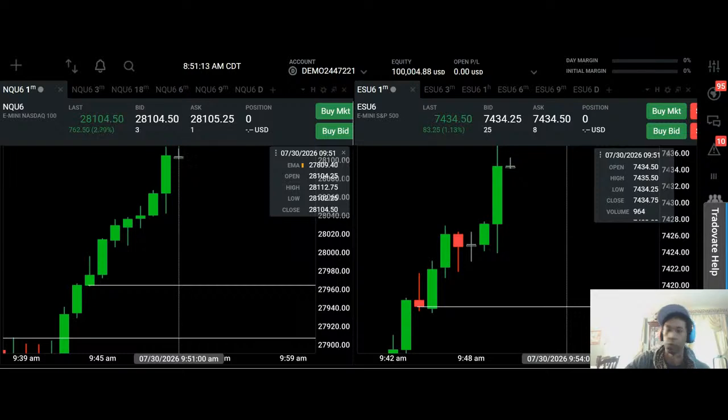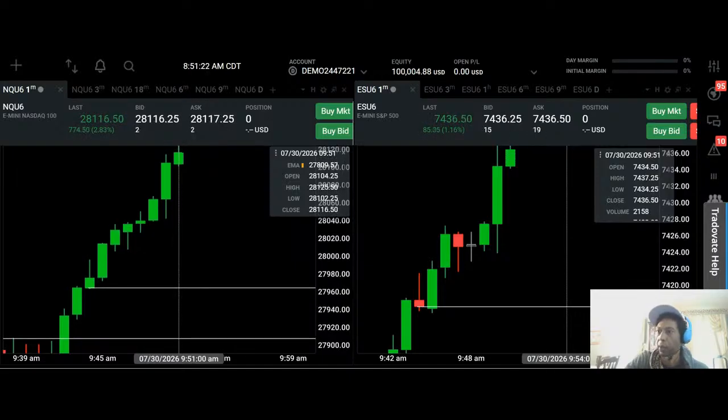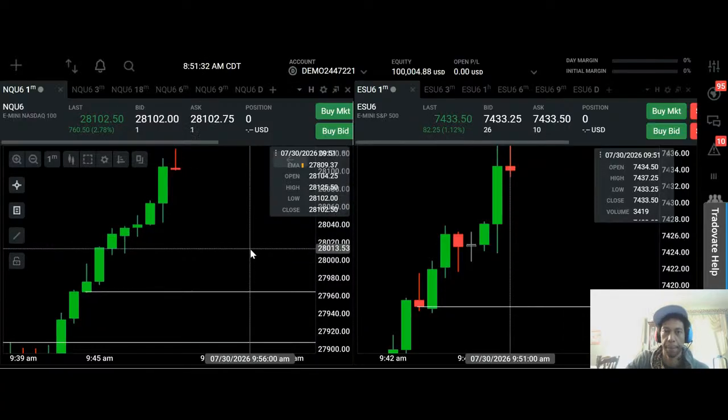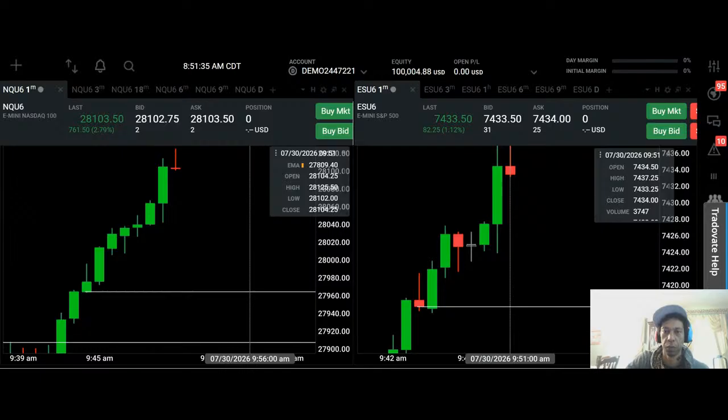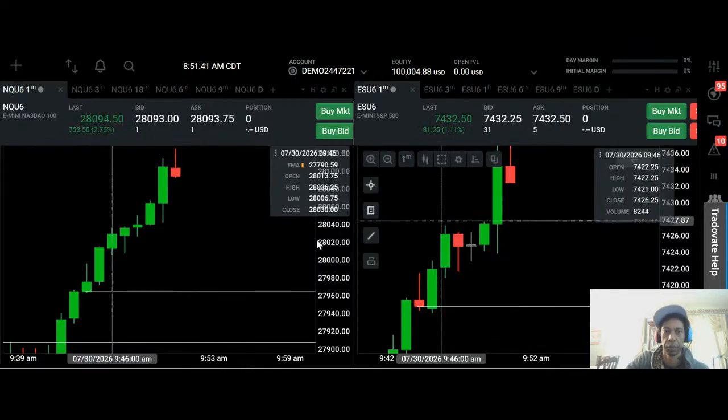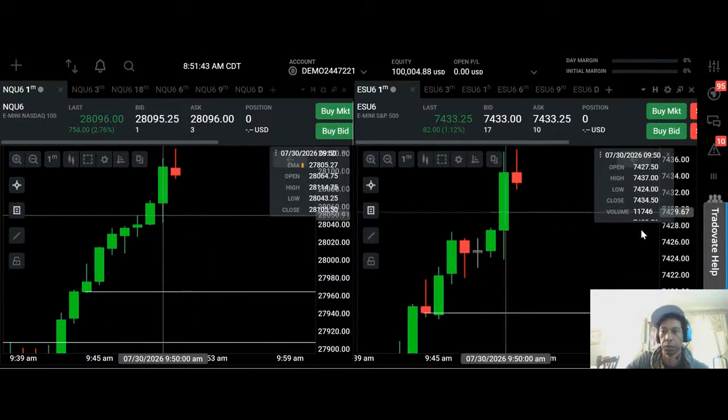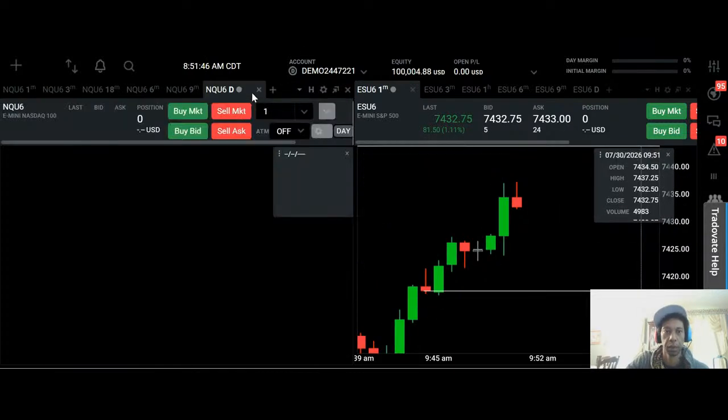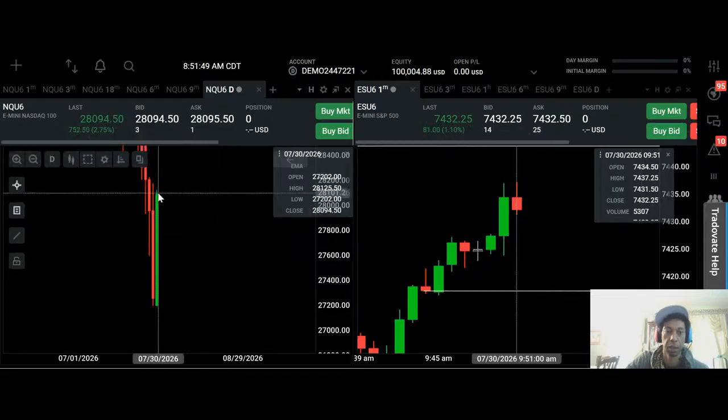So let's see, a sweep of the 949 candle would be awesome. Let's see what they want to do, bro. I don't think they want to go up though, man. I'm not buying this at all. Let's see how far it is from the daily previous day's high. I mean, it's almost at the previous day high, bro.